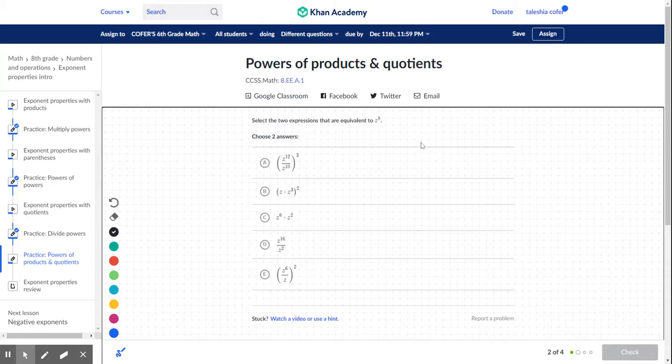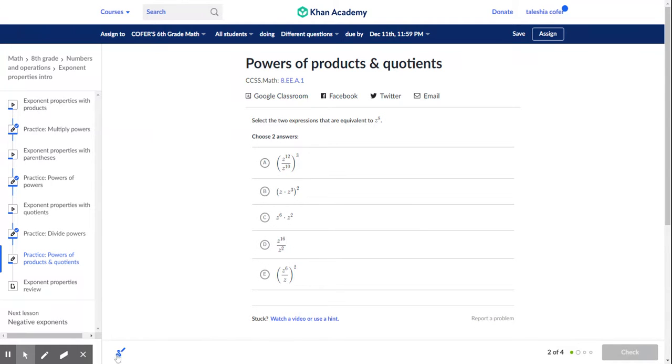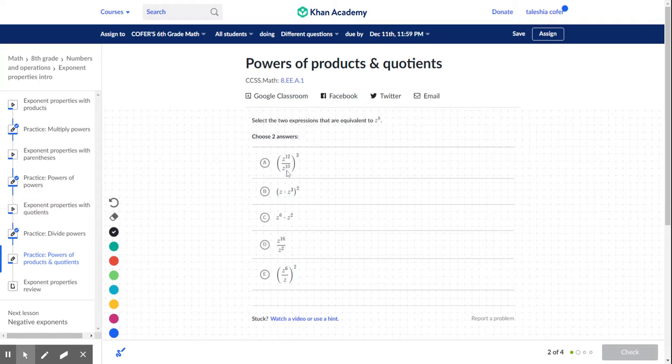They want to know which one of these expressions, they want me to give them 2 of them, that are equivalent to z to the 8th power. Let's see here. Z to the 12th divided by z to the 10th. I know that since I'm dividing and they have the same base, I can keep my base, which is z, and subtract my exponents. 12 minus 10 gives me a 2. But now they want me to raise that to a power of 3. When I'm raising a power to a power, I multiply my exponents. So this is z to the 6th power. I'm looking for z to the 8th power, so that will not work.